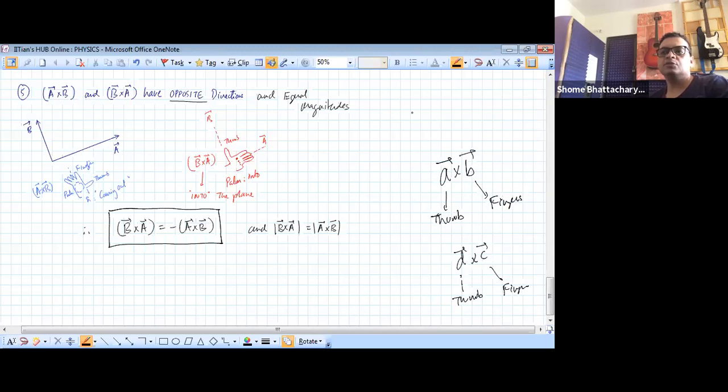Similarly, if I am doing B cross A now, what will happen? It will get reversed, right? Your thumb will be along B and your fingers will be along A, because when I was doing A cross B, your thumb was oriented along A and your fingers along B. That is the principle of the right hand palm rule: when we are doing one vector cross product with a second vector, your thumb should be along the first vector and your fingers along the second vector. So that is why B cross A becomes minus of A cross B, because it's opposite in direction but same in magnitude.